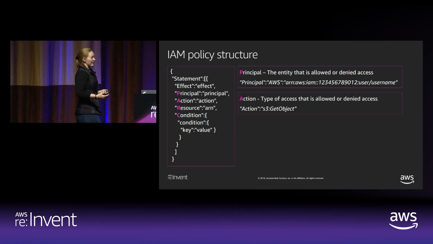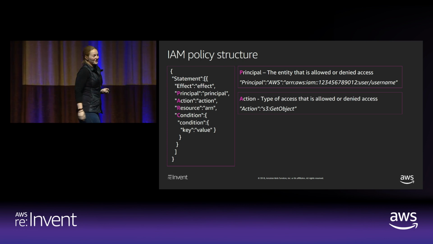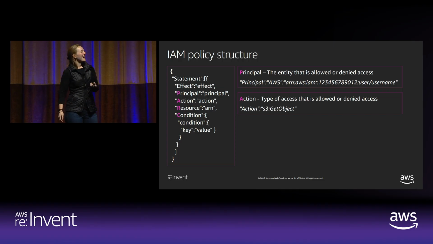Action is the type of access that is allowed or denied. Turns out there's over 4,000 actions in AWS. I counted, one by one. Just kidding.